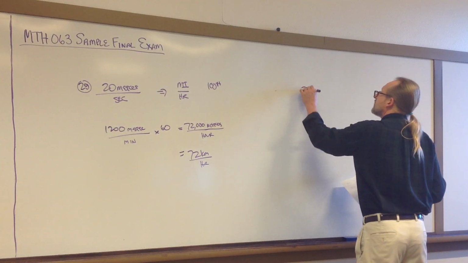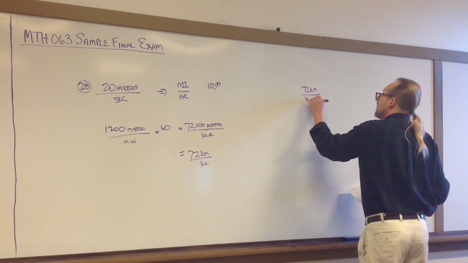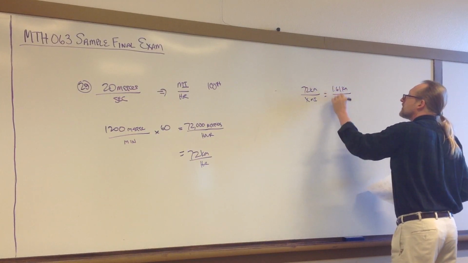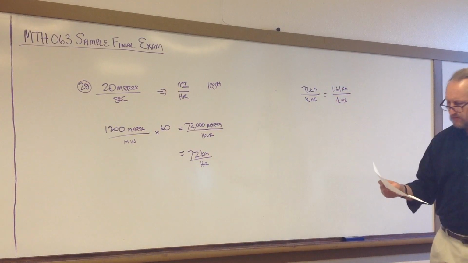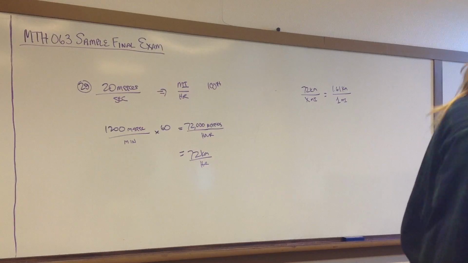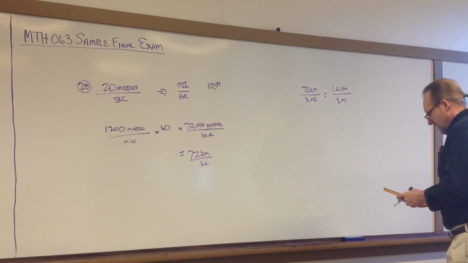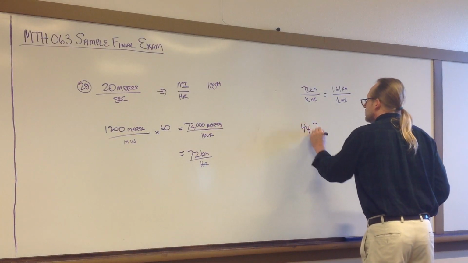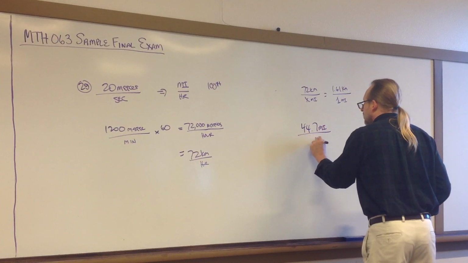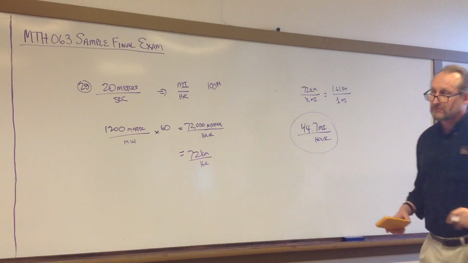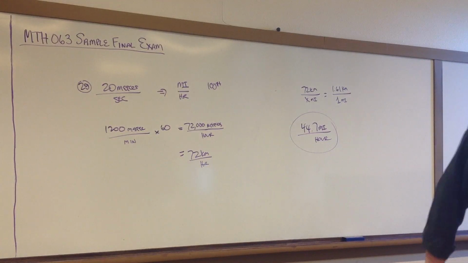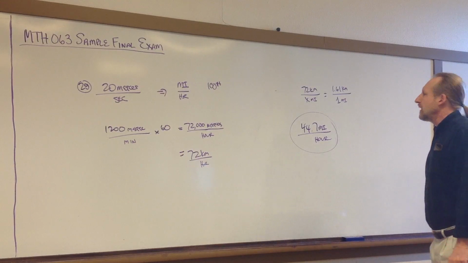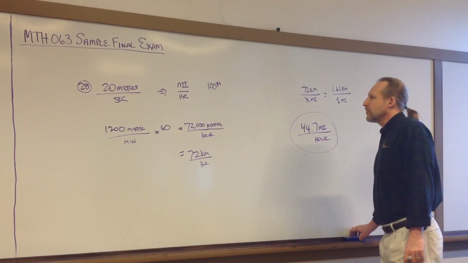So, 72 kilometers is going to be X miles, if we know that 1.61 kilometers is 1 mile. So it's going to be 72 divided by 1.61, or 44.7 miles per hour. And there we go. So you can see that it's a fair amount of work to convert from meters per second into miles per hour, and come out with this 44.7.